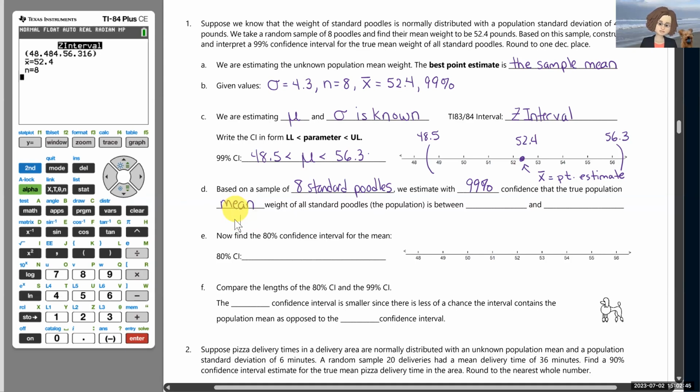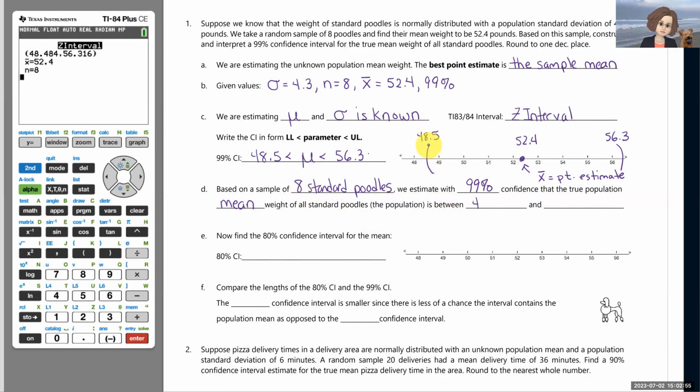So we think that the mean for all standard poodles, so the entire population of poodles, so based on these 8, we think that the mean is somewhere between 48.5, and the units up there were pounds, so between 48.5 pounds and 56.3 pounds.